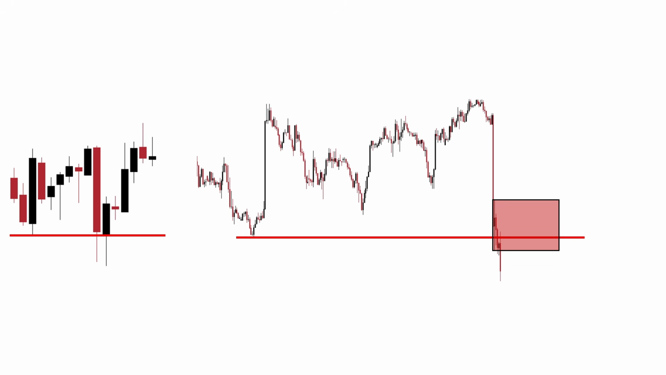And what you're waiting for is for price to break that level. Why break that level? Because a lot of traders will try to trade the zone. They'll try to take a sell in this supply zone.